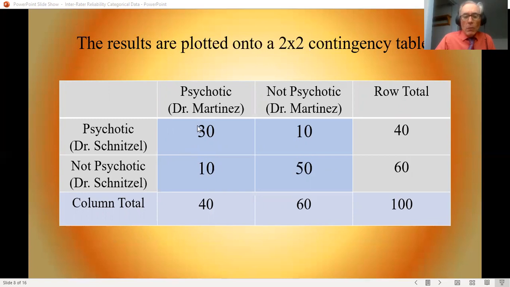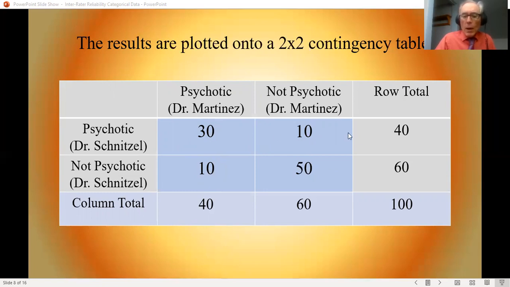So in cell A, we see those cases where both Dr. Schnitzel and Dr. Martinez have said that the patient is psychotic. In cell D, down here, we see those cases for whom both Dr. Schnitzel and Dr. Martinez have said they are not psychotic. That's cell A and cell D, respectively. Then in cells B and C, we see those cases for which one has said psychotic and one has said not psychotic. So in cell B, it's Schnitzel said psychotic, Martinez said not. In cell C, Martinez said psychotic, Schnitzel said not.